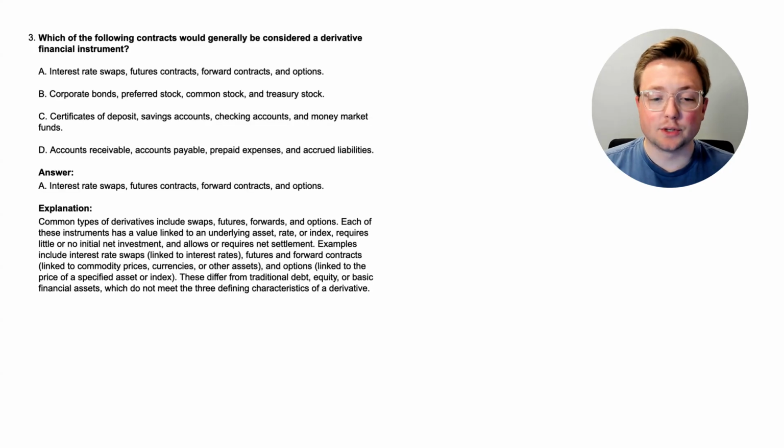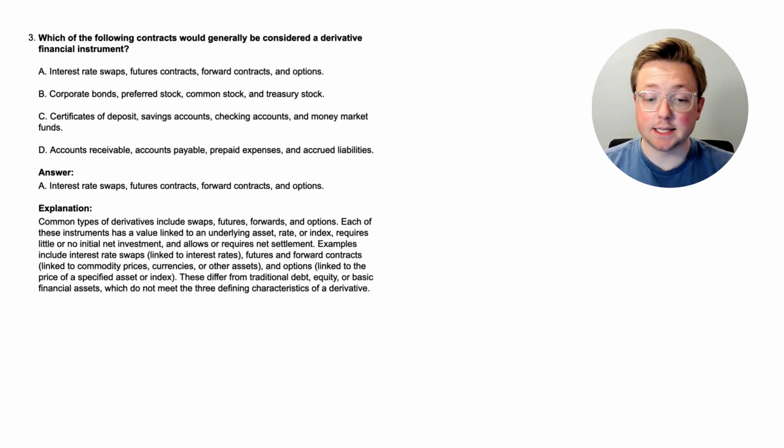All right, here we are. The answer is A, interest rate swaps, futures contracts, forward contracts, and options. Those are all things that are going to be considered derivatives typically. Let's go through the explanation. Common types of derivatives include swaps, futures, forwards, and options. That's kind of like the easy way to memorize this. Typically, almost anything that's a swap, a future, a forward, or an option, if not all of them, are considered derivatives.